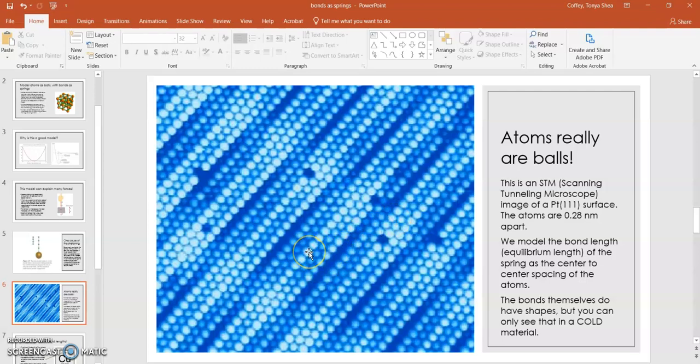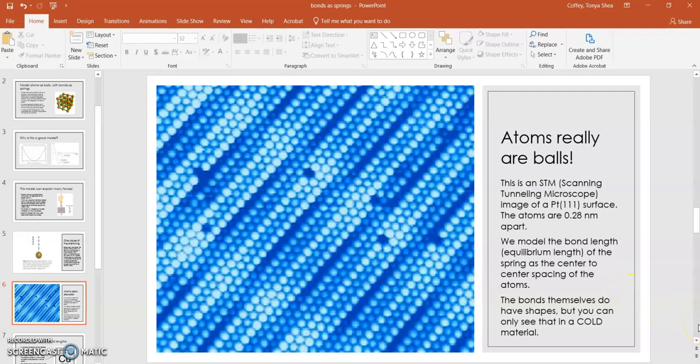Now, you can resolve more than that if you chill down your metal surface. There have been some scanning tunneling microscope images taken where they actually imaged the orbitals of the electrons within the atom, and that's pretty amazing. But the truth is that at room temperature, these things are jiggling around a little bit too much, and so this kind of stuff gets smeared out. And what you really see are these little balls. And so basically, the model is very good in envisioning an atom like a little ball. It's just a very tiny little ball.